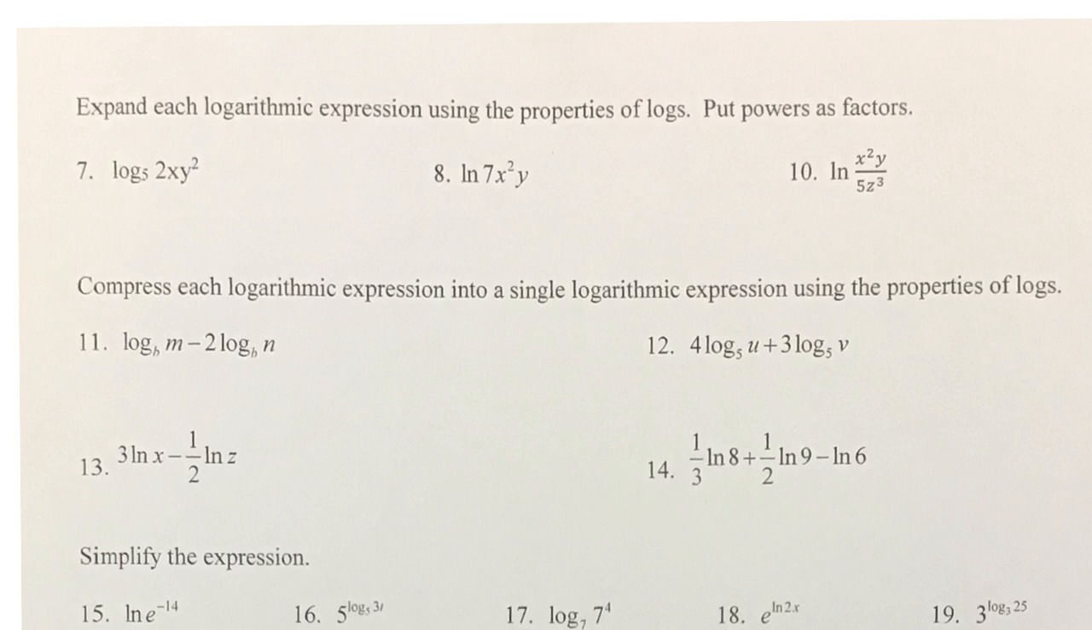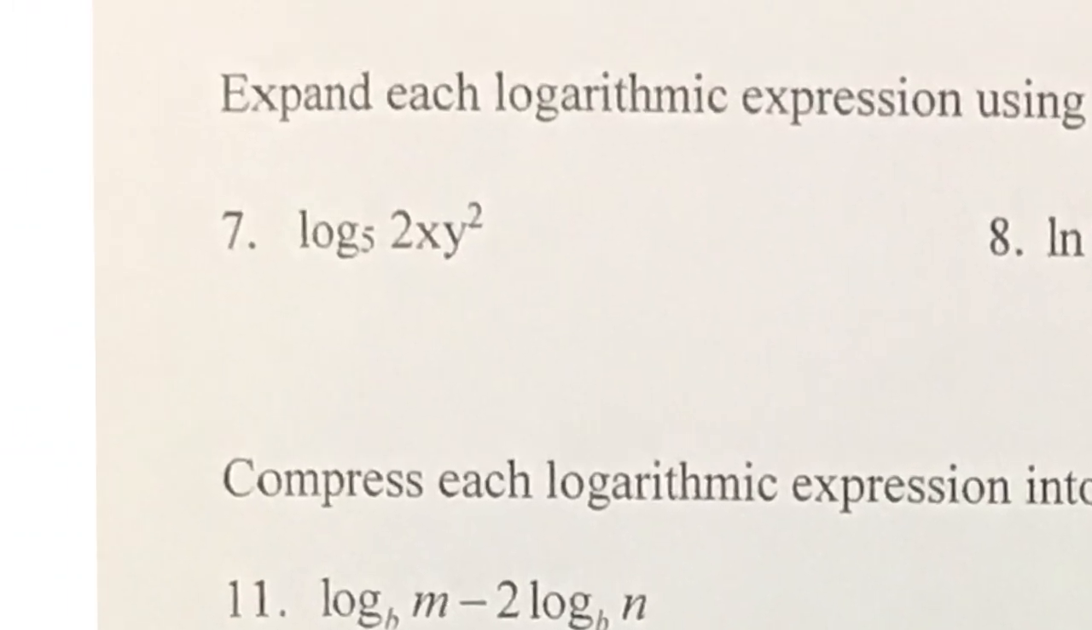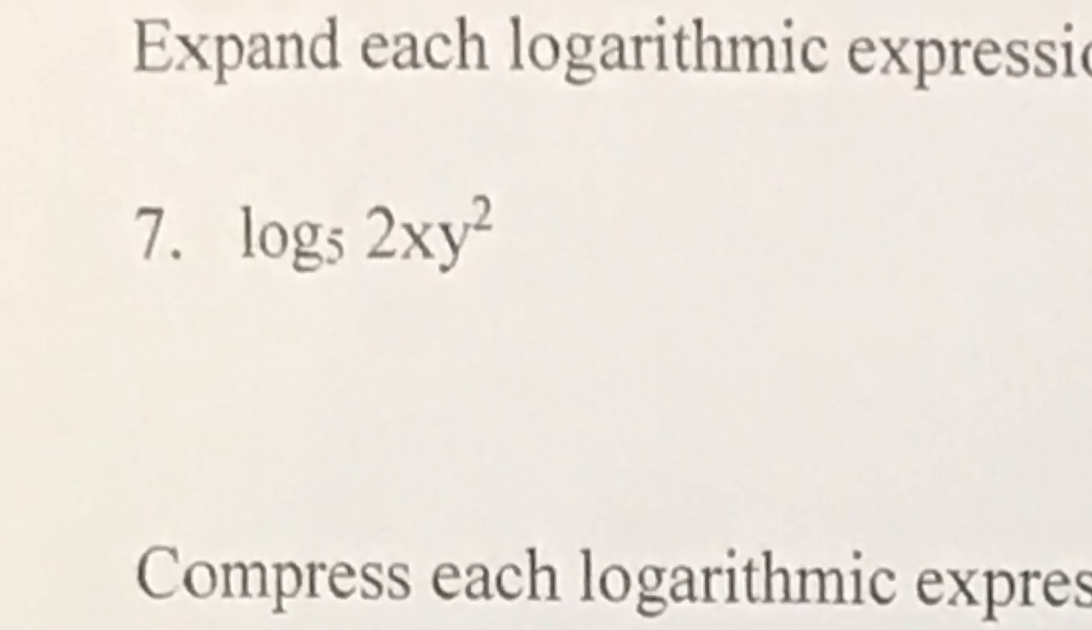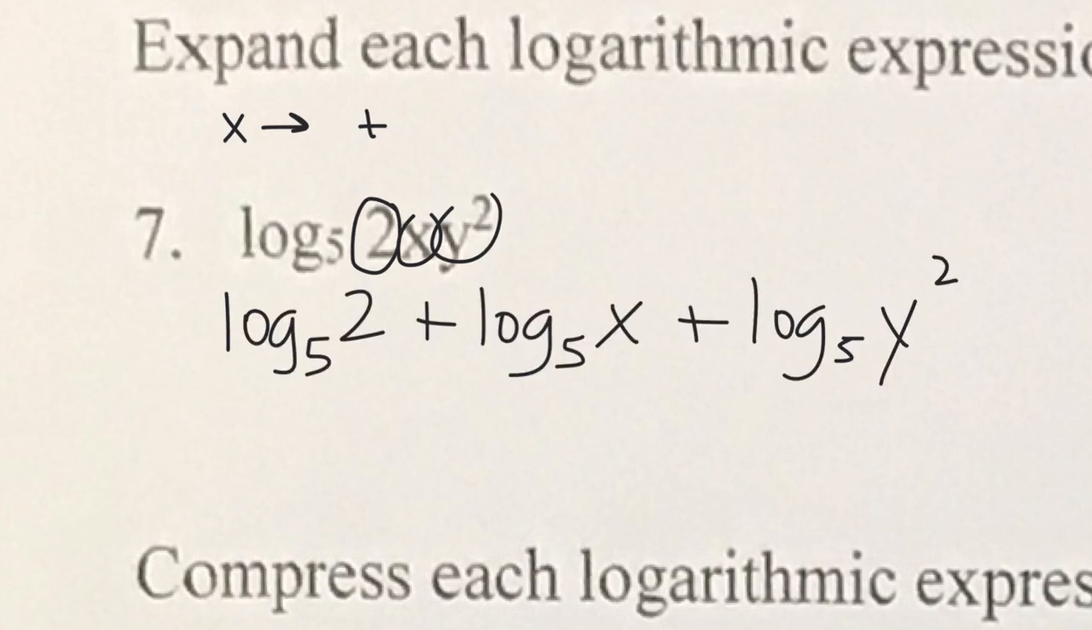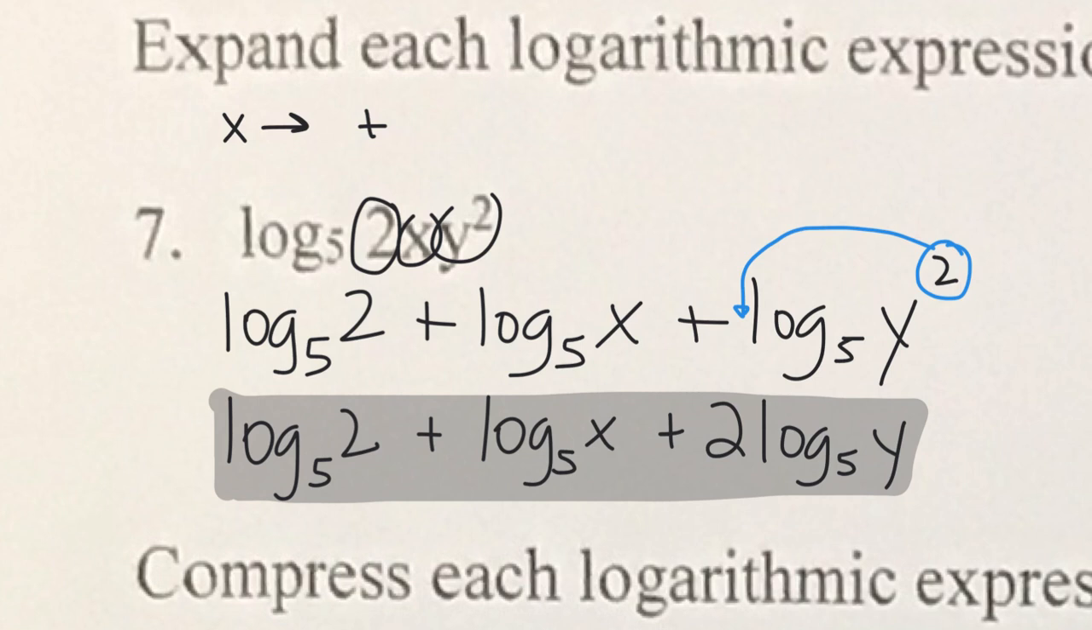Okay, so here at number 7, we have a bunch of multiplication. If we have multiplication, that becomes addition of the logs. So we have 3 things that are being multiplied together, which means we're going to have 3 logs being added together. And now we're going to apply the property where your power becomes a product. So the 2 is going to go in front of that log to get this answer, just like that.